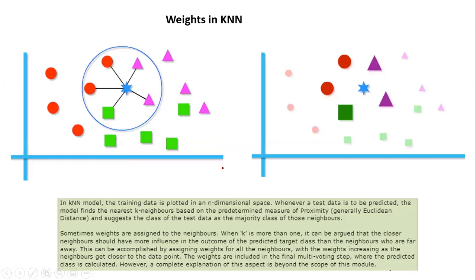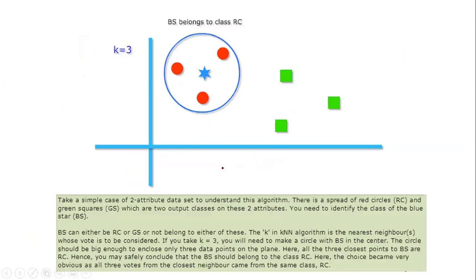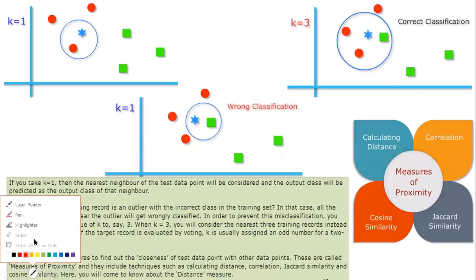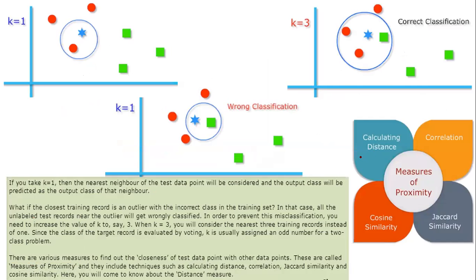There is one more difference. Talking about the metric, you can either look at the distance, you can look at correlation, and there is also something called cosine similarity or Jaccard similarity. We will not be covering these three in this course, because you have heard of correlation.